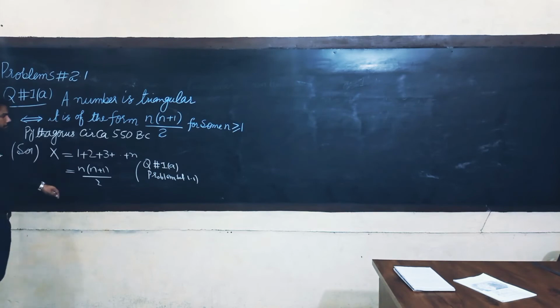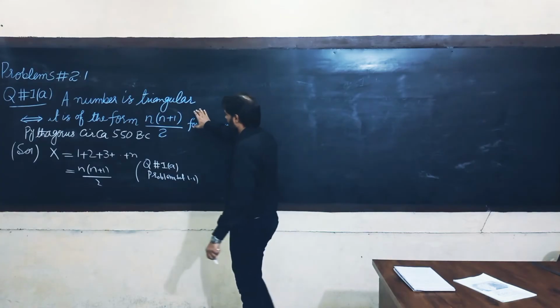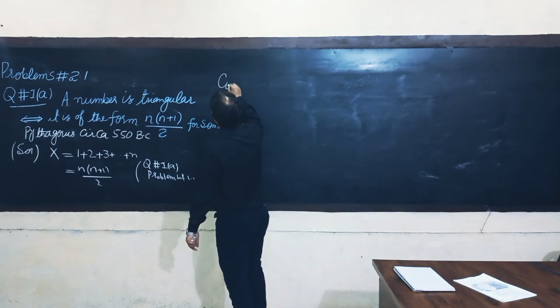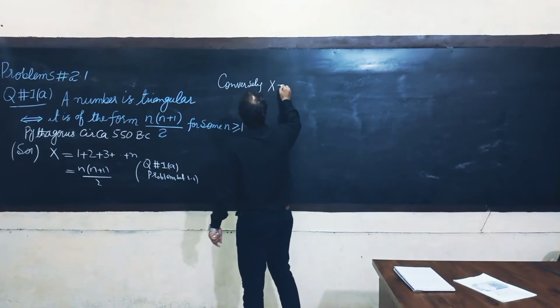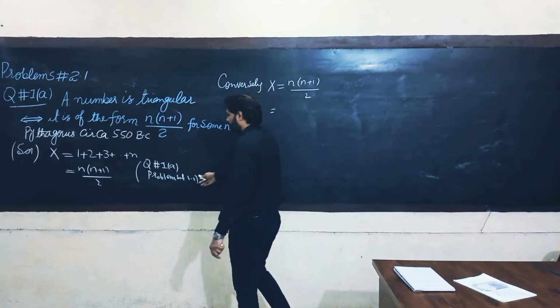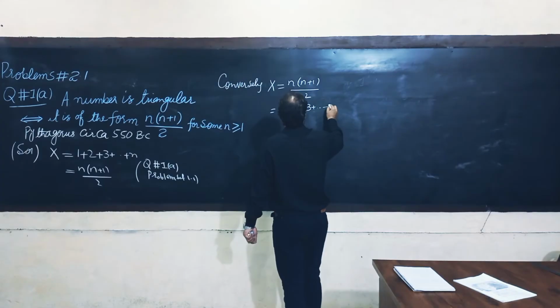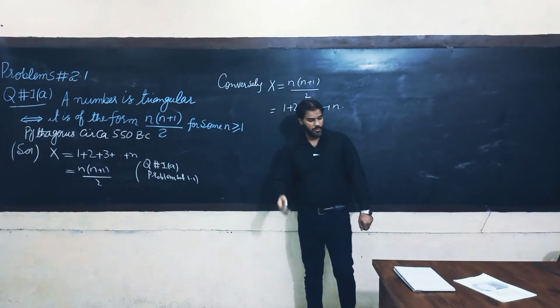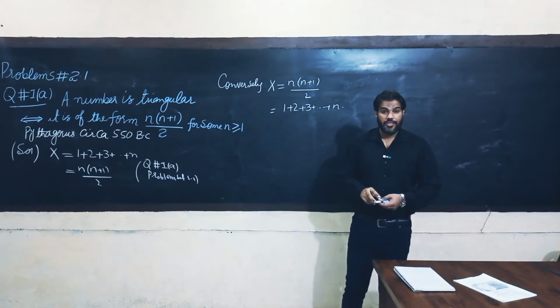Next, conversely, suppose x is equal to n into n plus 1 over 2. Then again, by using this reference, this is simply equal to 1 plus 2 plus 3 up to so on n. So the first part is very simple. In the second part, we have to show that an integer n is triangular if and only if 8n plus 1 is a perfect square.